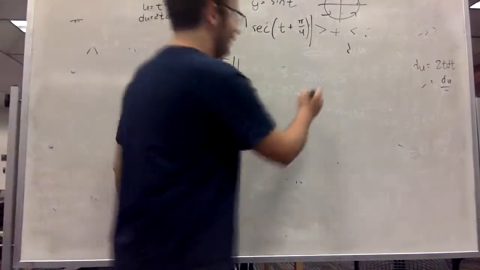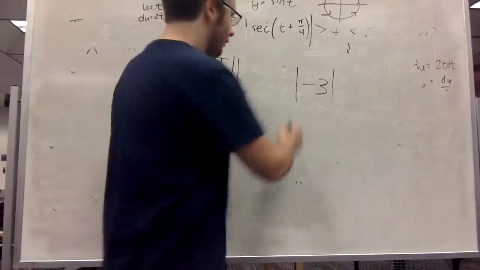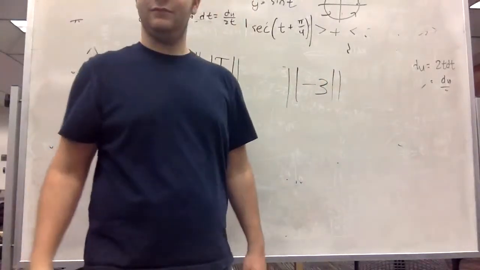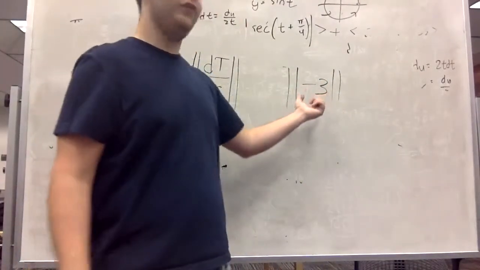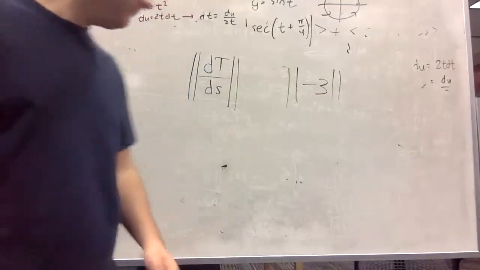So for instance, I said -3. What's the absolute value of -3? 3, right? That doesn't make sense. That's a magnitude operation. What's the magnitude of the number? It doesn't make sense. So you definitely need a vector there.